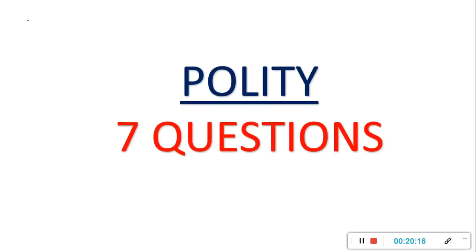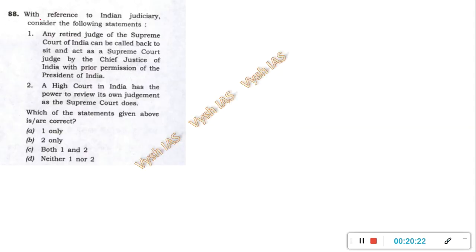Now polity, 7 questions were there. Even though polity is very easy, there were many questions where confusion was there. With reference to Indian judiciary, consider the following statements. Any retired judge of the Supreme Court of India can be called back to sit and act as a Supreme Court judge by the Chief Justice of India with the prior permission of the President of India. It's a direct statement taken from Lakshmikant. It's a true statement.